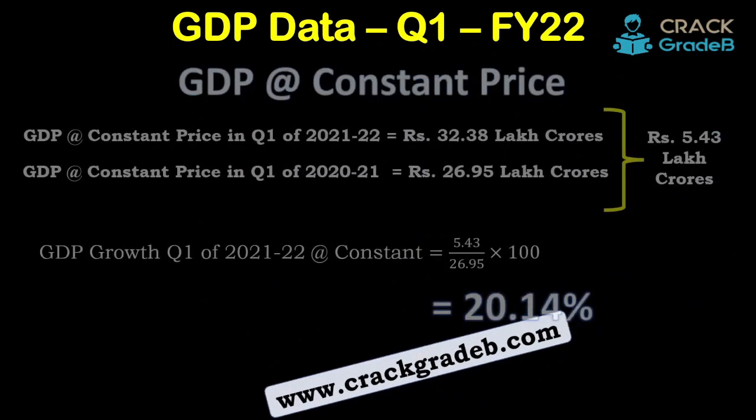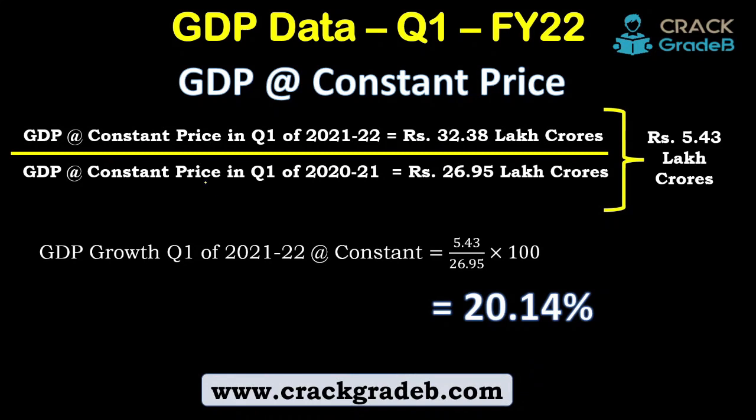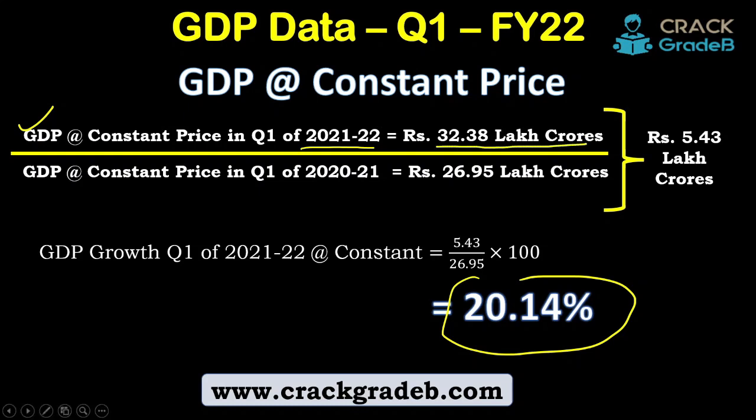Now, let's get into the current affair that was released today. Look, so let us calculate. If you can mug up the data, that's great. So that's 20.14. Simple. But if you want to understand how this 20.14 came, be with me for 30 seconds. I'm going to explain. So GDP at constant price in quarter 1 of 2021-22 is rupees 32.38 lakh crore. And GDP at constant price in quarter 1 of 2020-21.